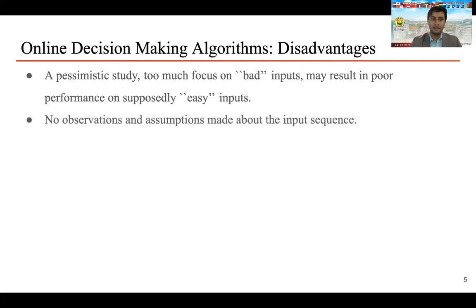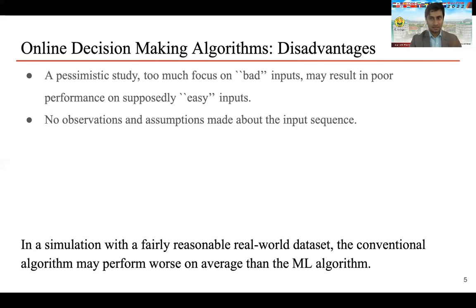And secondly, we do not make any assumption or observation about the input sequence. That means we do not try to deal with the past inputs or try to find patterns in the past inputs, or assume anything about the distribution of the inputs.